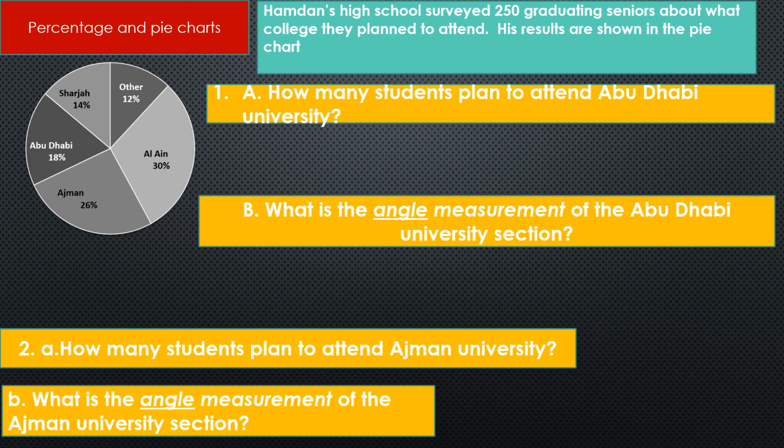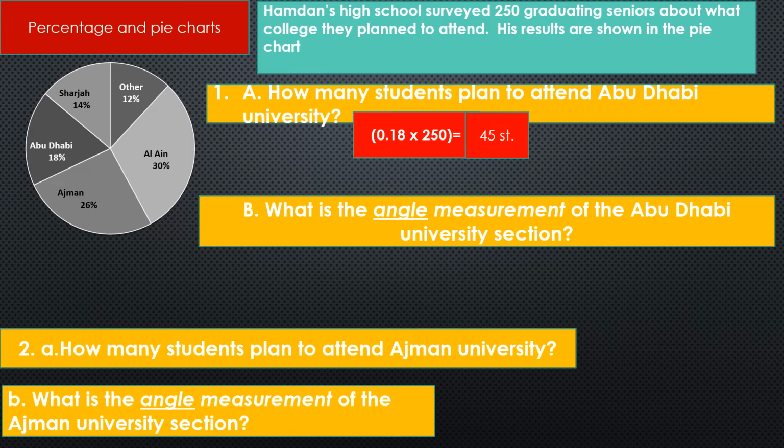Now let's do another exercise about percentage and pie charts. Hamdan's high school surveyed 250 graduating seniors about what college they plan to attend. His results are shown in the pie chart here. Then, how many students plan to attend Abu Dhabi University? When you look at the Abu Dhabi University sector, you are going to get 18%. So, what's the meaning of 18%? It's 0.18 multiplied by the total number, which is 250, to get 45 students going to Abu Dhabi University.